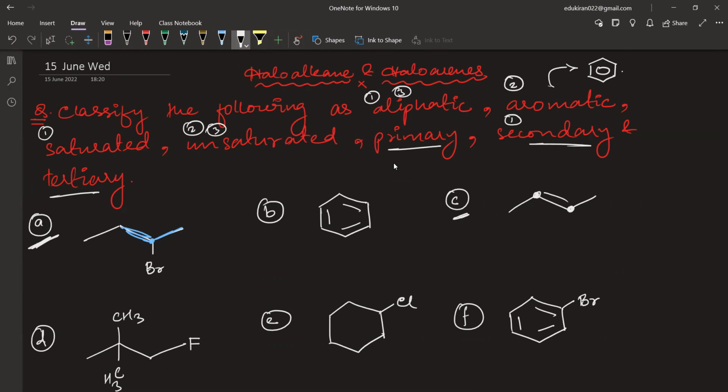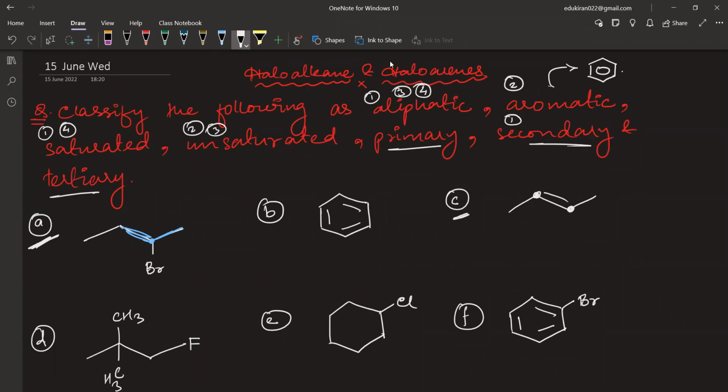Now, moving on to D. In D, tell me, aliphatic or aromatic, guys? Aliphatic. Very good. The fourth one is aliphatic. Saturated or unsaturated? Saturated. Very good.